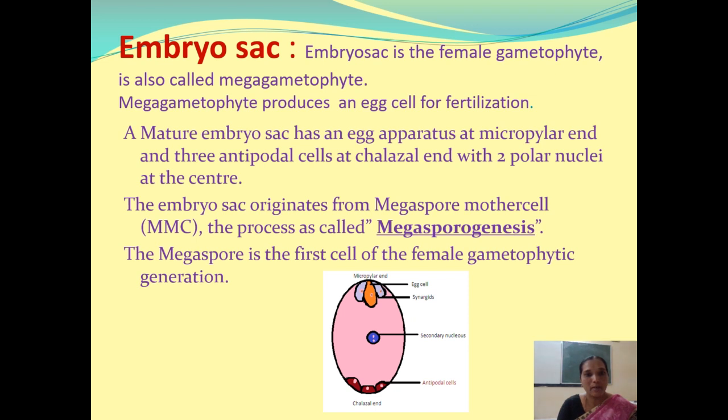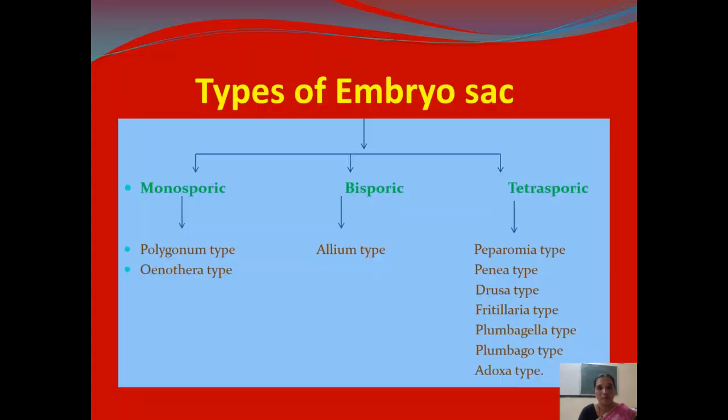Embryo sac originates from the megaspore mother cell. The process is called megasporogenesis. The megaspore is the first cell of the female gametophytic generation. Embryo sac development is based upon the involvement of nuclei that take part in the formation of the embryo sac.